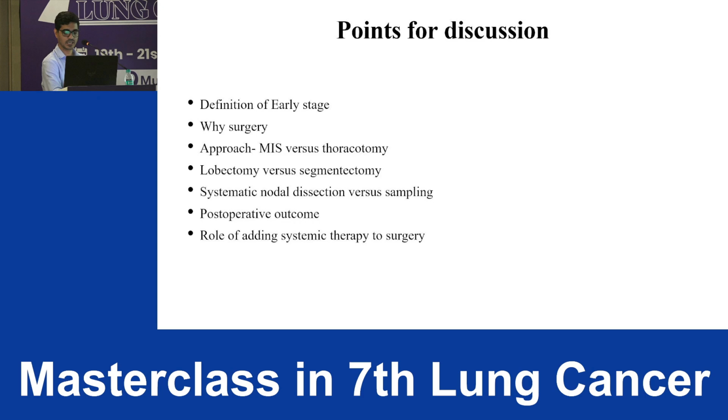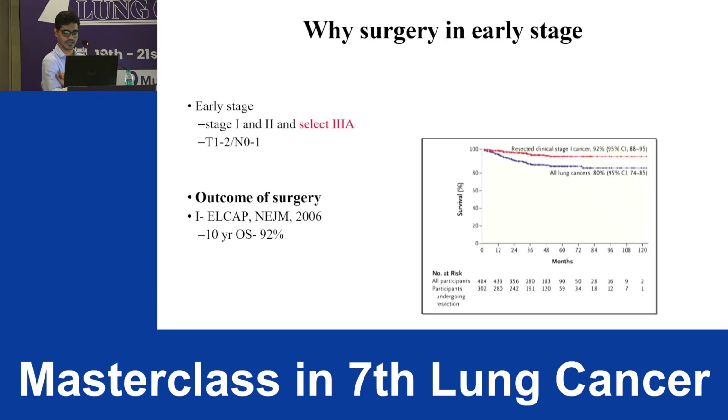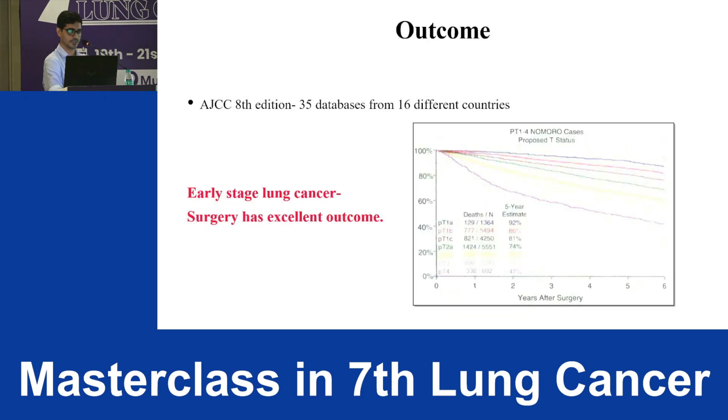These are the points under which I am going to discuss the topic, surgery for early stage lung cancer. First of all, why do we need to operate on early stage lung cancer? This is a paper published long back in NEJM, 2006, Early Lung Cancer Action Project. This was a single arm screening trial. They found that if you detect a cancer in early stage, that is stage 1, and you operate within 1 month of diagnosis, the 10-year survival rate is 92%.